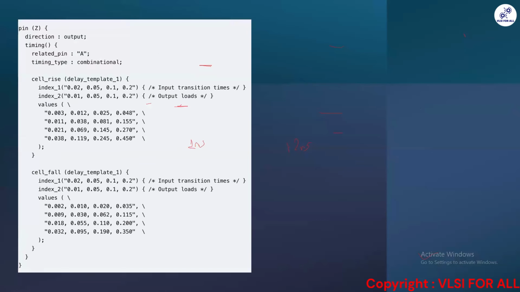Let me just move to the diagram. If you look, I had a cell. We started with an AND cell, right? So now I am at the output pin, pin Z. You look at it, it has something as direction. The input pins would also have a direction as input. Now pin Z has a direction as output.